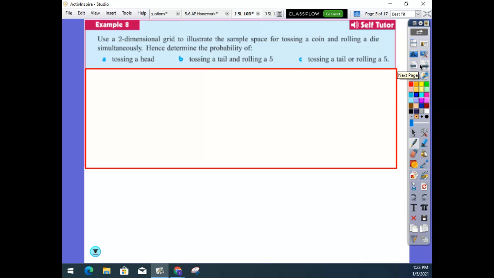All right, so this wants us to use a 2-dimensional grid to find the sample space for tossing a coin and rolling a die. So I'm going to go like this: 1, 2, 3, 4, 5, 6.